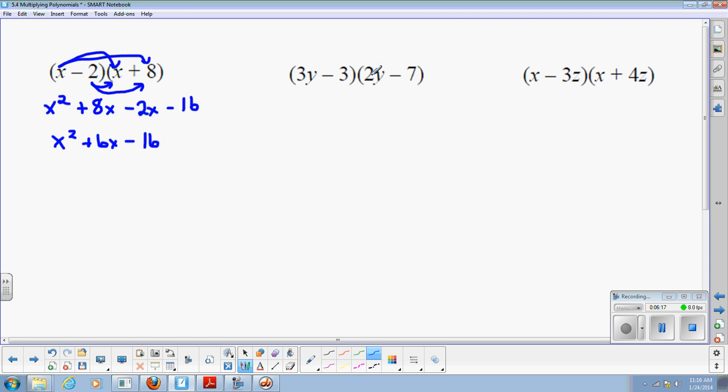Another method that we can use for a binomial times a binomial, or even any situation with multiplying polynomials, is that we can draw a box. We can draw a rectangle. And I'll show you how we do this. So I'm going to just draw a rectangle here.